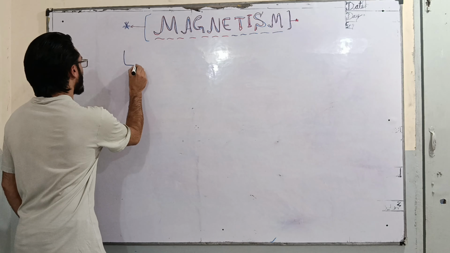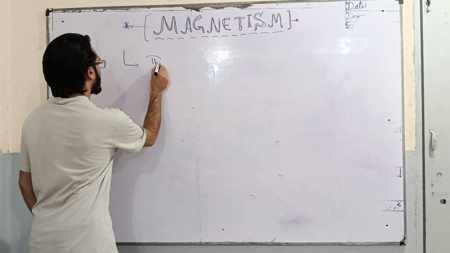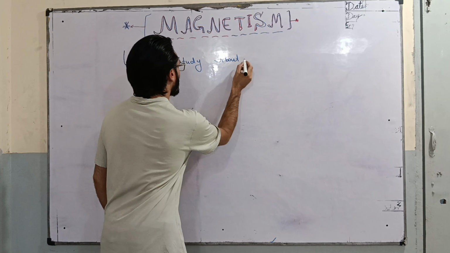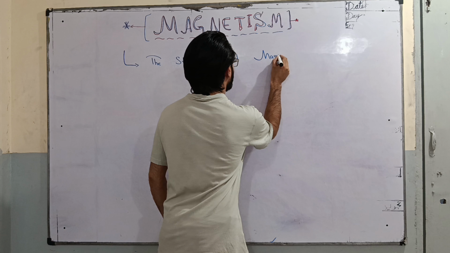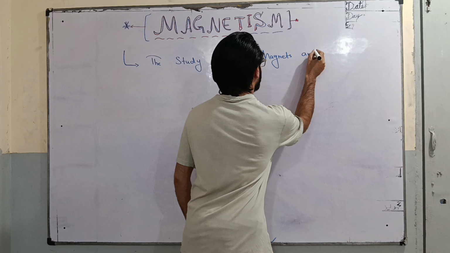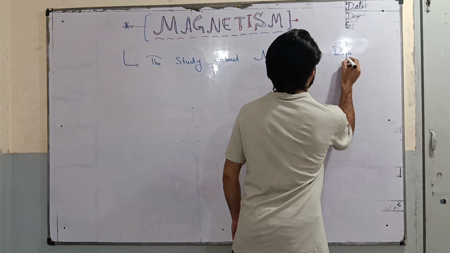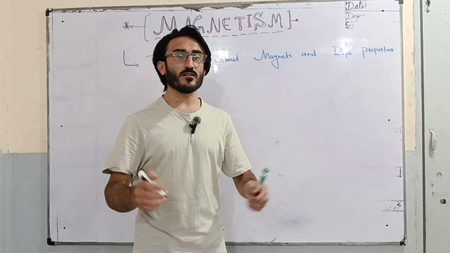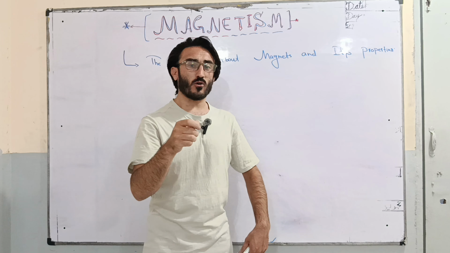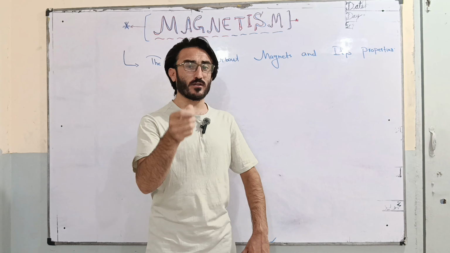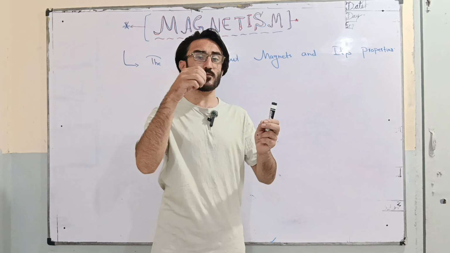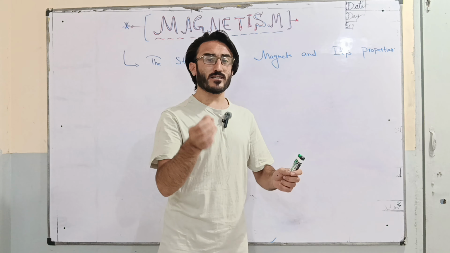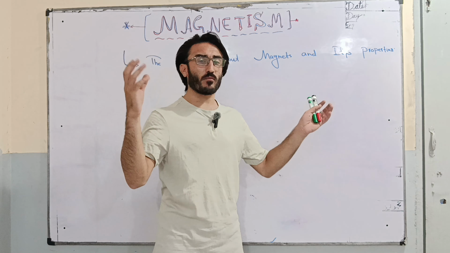What is meant by magnetism? Magnetism is the study about magnets and their properties. As we know, magnetism is the force of attraction or repulsion between different types of magnets and different types of magnetic materials. Magnetic materials means iron, cobalt, steel, etc. There are a large number of magnetic materials.